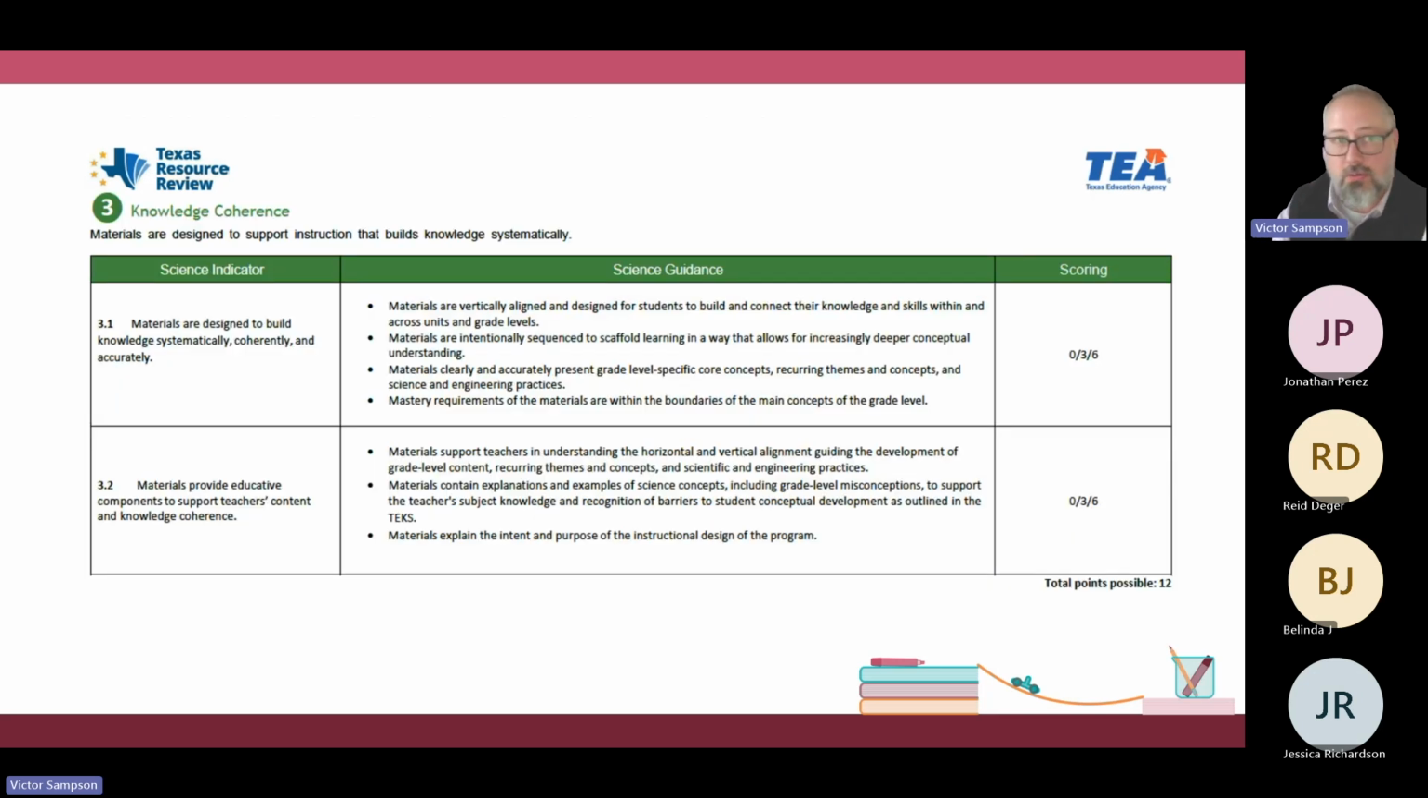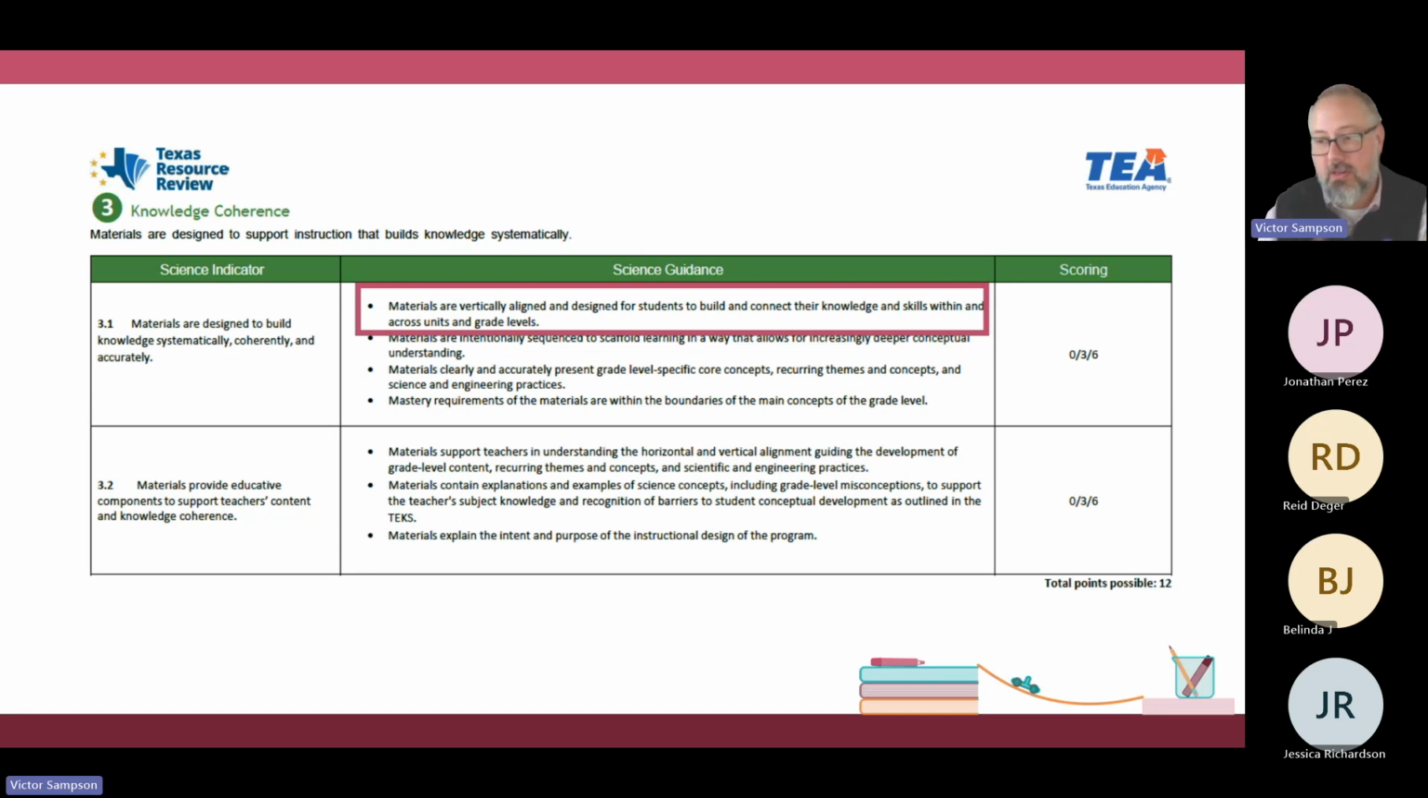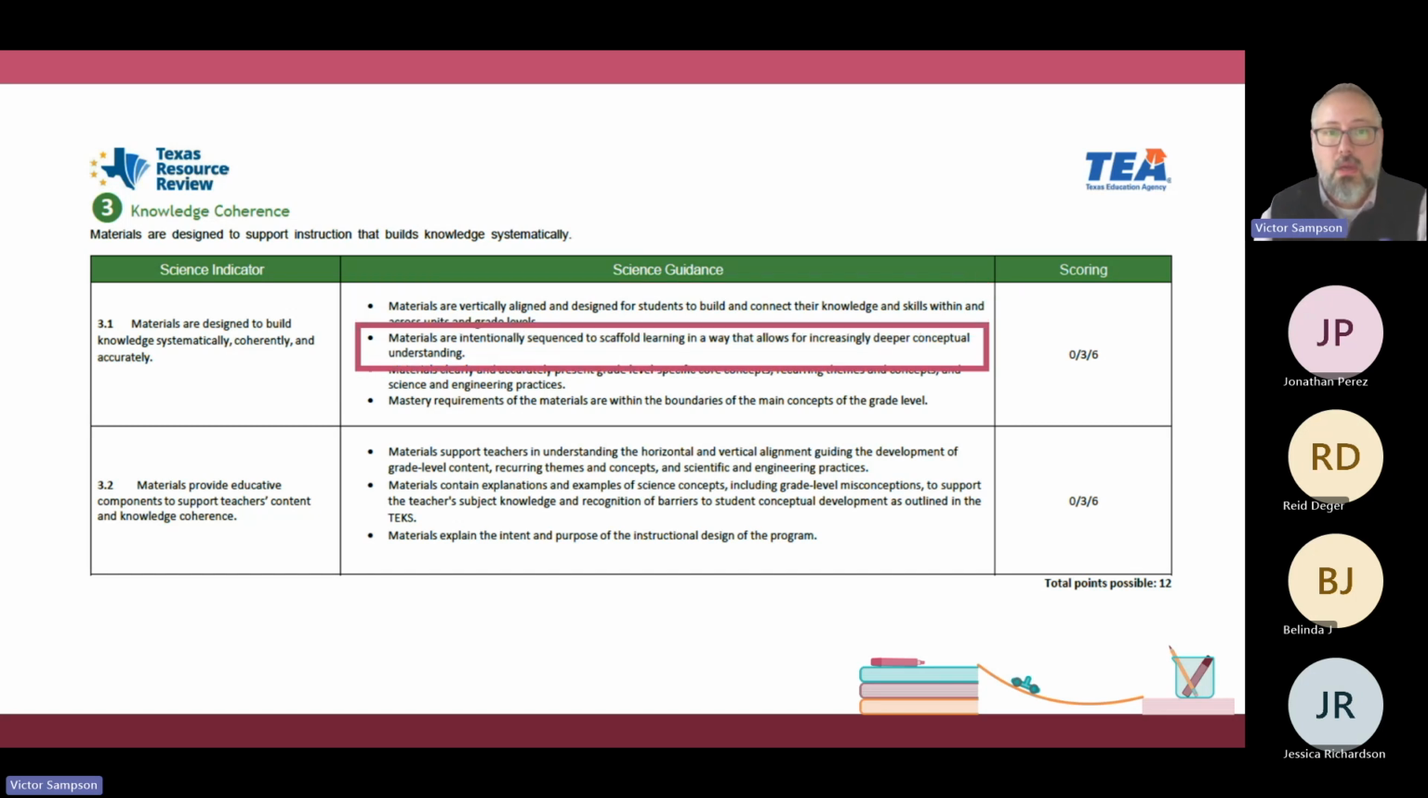So one of the big categories that is focused on the content and the nature of instruction is something they are calling knowledge coherence. And there's two indicators around that. The first one is materials are designed to build knowledge systematically, coherently, and accurately. That's broken down into 4 look-fors. One, that you've got vertical alignment, designed for students to build and connect knowledge between grade levels. So what's going on in 5th grade is going to feed into 6th and feed into 7th, or biology is going to feed into chemistry.